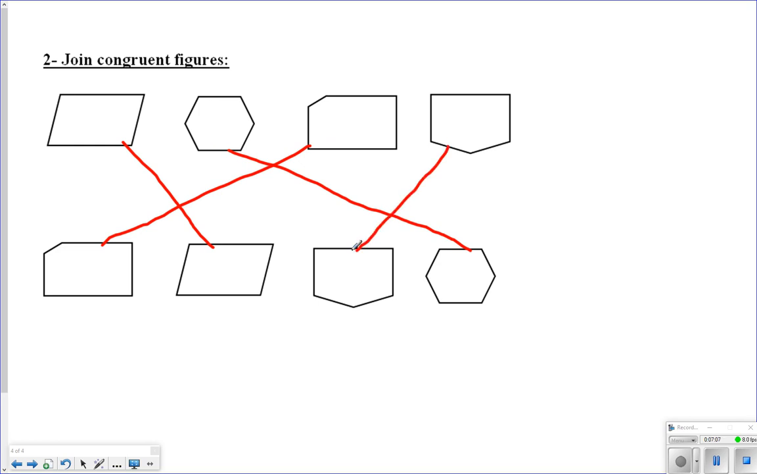The congruent figures are the figures which are exactly the same. And don't forget, the two polygons are congruent if the corresponding angles are equal in measure and the corresponding sides are equal in length. Easy?